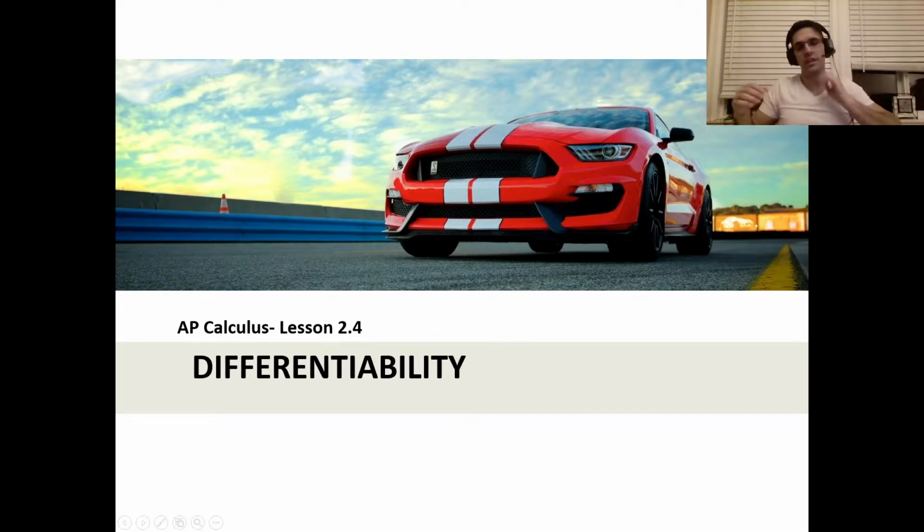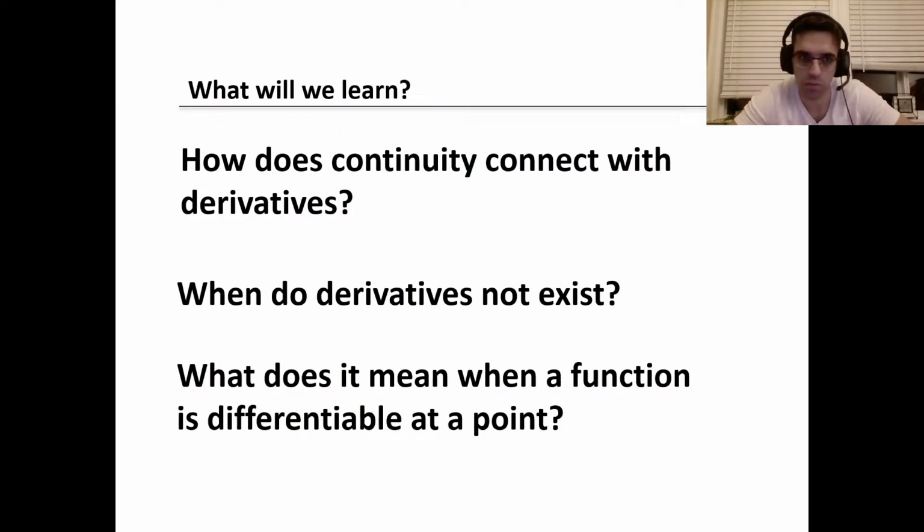So this is Unit 2, Lesson 4. Unit 2 is called Derivatives. Lesson 4 is called Differentiability. What we're going to learn in this lesson is how to connect our definition of continuity with derivatives. We're going to talk about when derivatives do not exist and what it means for a function to be differentiable at a point.